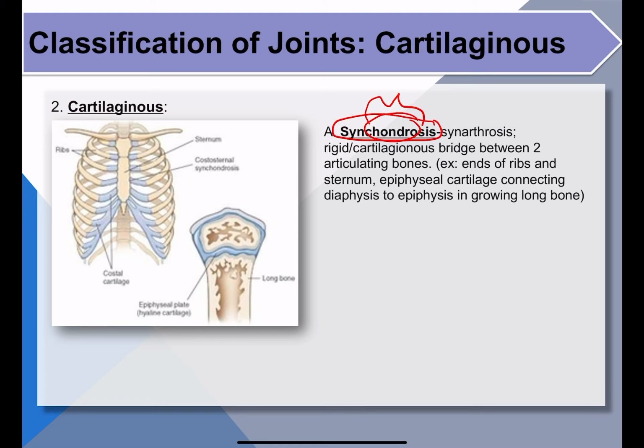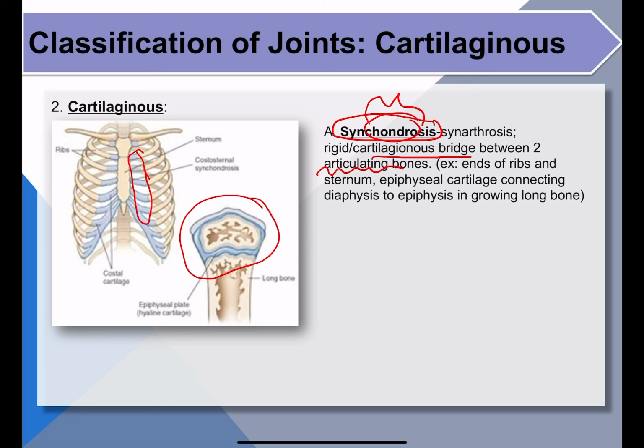And what happens with a synchondrosis joint is that there is a cartilaginous bridge between two articulating bones. When we talk about articulating bones, it means those bones that come in contact with each other to form the joint. That's what articulation means. So for example, the cartilage that connects the ends of the ribs to the sternum right here is an example of a synchondrosis joint.